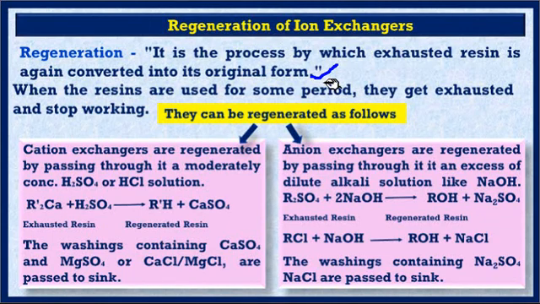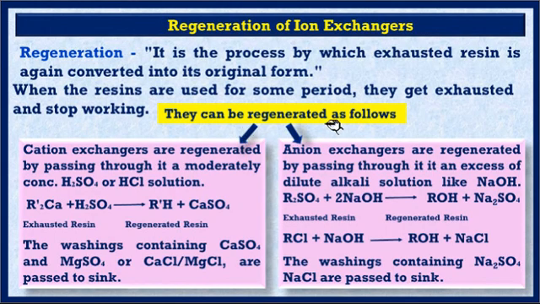That means the cation exchange resin which is exhausted, that means it converted into calcium and magnesium form, is again reverted back to its hydrogenated form. That is the regeneration of cation exchange resin. While the anion exchange resin which is exhausted in the form of sulfate, chloride and carbonate is converted again into its original form, that is OH minus form. That is the regeneration of anion exchange resin. So when the resins are used for some period, they get exhausted and stop working. That is why their regeneration is necessary.